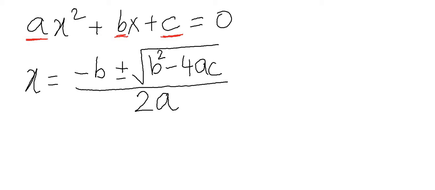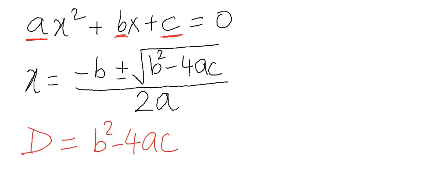Alright, so the discriminant. What is the discriminant? Say let's call it capital D is equal to b square minus 4ac. That's what's inside the square root symbol. B square minus 4ac is the discriminant.